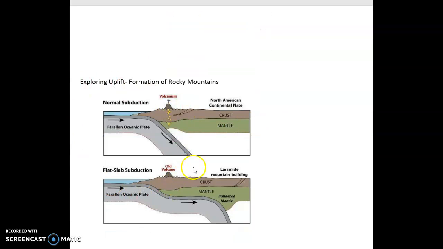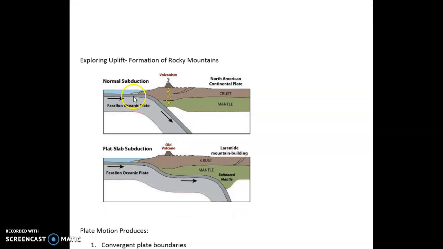The Exploring Uplift lesson from last week. Some of you did not really use the video to describe what was happening with the formation of the Rocky Mountains. So what you should have talked about, this is a normal subduction zone. So we have the denser oceanic plate meeting the less dense continental plate. So this one denser, if it has a higher density, it will sink below this plate with the lower density. So higher density, lower density, it's going to sink.